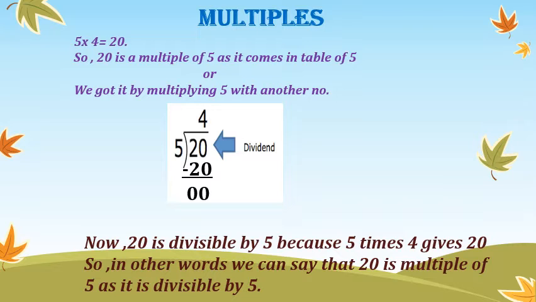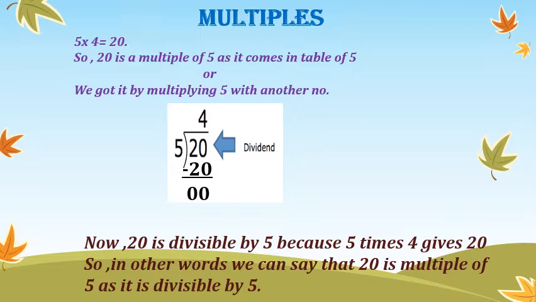Now to understand its third definition, let's divide 20 by 5. When I divide 20, which is a multiple of 5, by 5, I get remainder 0. It means 20 is completely divisible by 5. So we can say that multiples are those numbers which are completely divisible by the given number. So when I'm looking for the multiple of 5, I'm looking for those numbers which are completely divisible by 5.